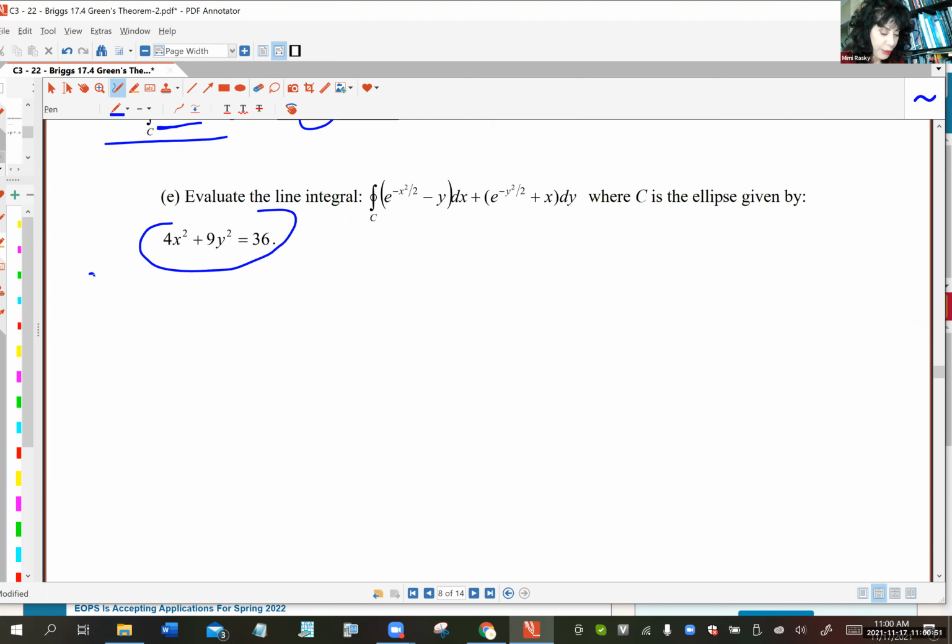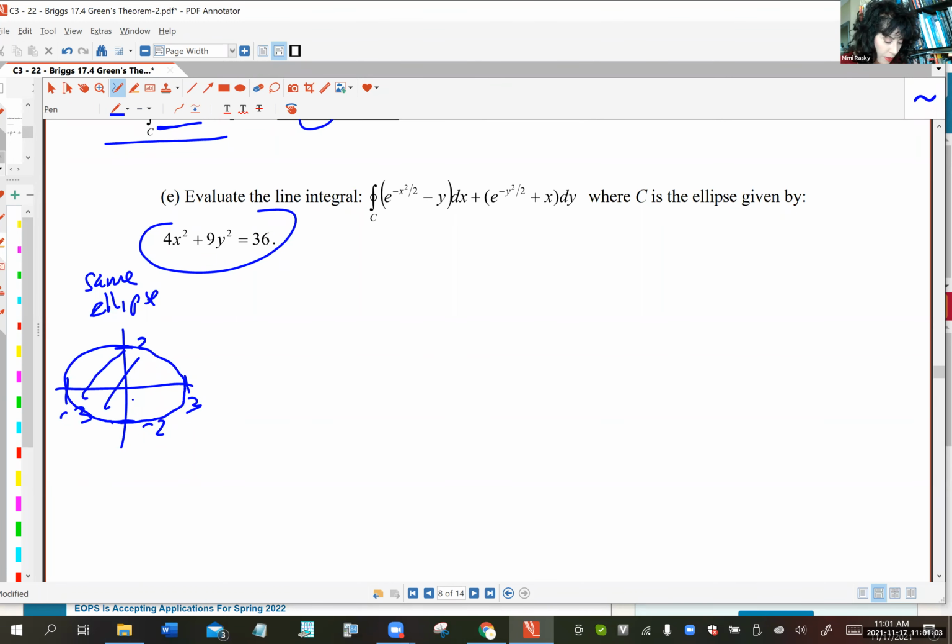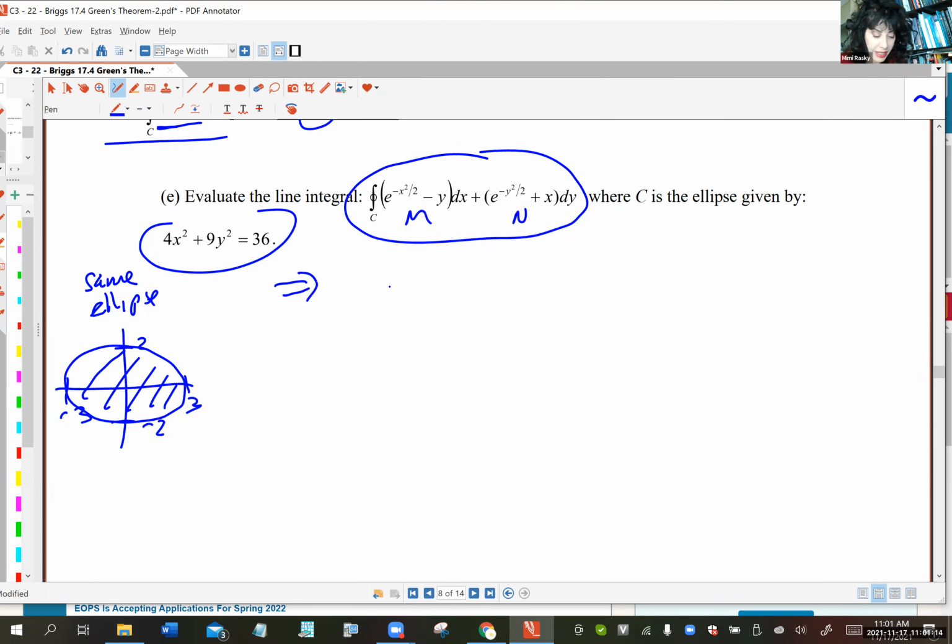Now let's do the one I was thinking we were doing, which is another ellipse. This is the same ellipse as before, with x-intercepts plus or minus 3 and y-intercepts plus or minus 2. Here's our region. And now, that looks like some terrible line integral with yucky components. Not to worry. Here's the M, here's the N. I don't want to do this line integral. The curve is closed, so I can go ahead and use Green's theorem.